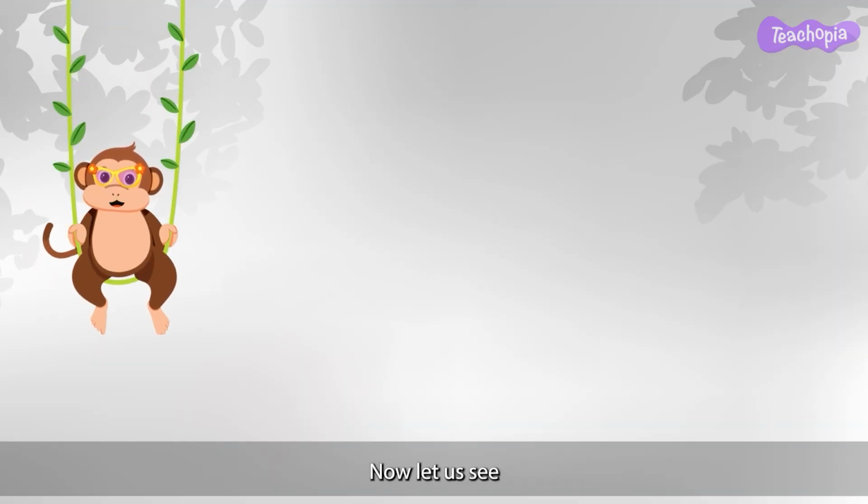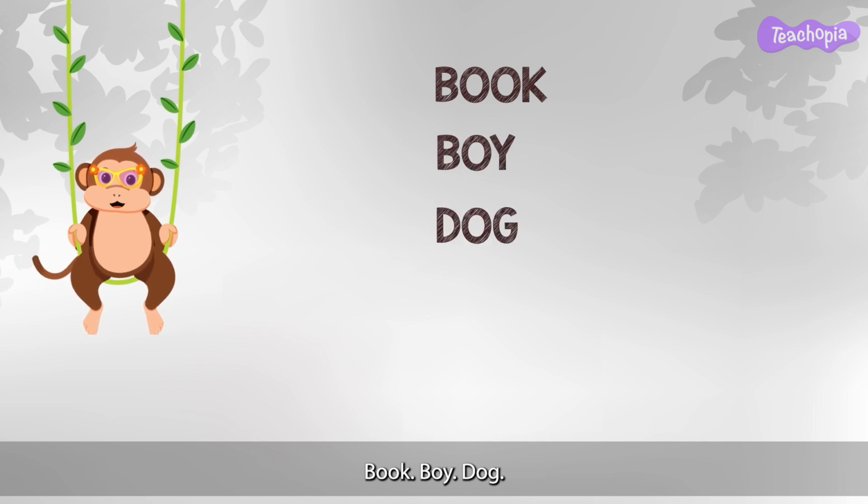Now, let us see how to use nouns in sentences. Remember, a sentence must have a noun and a verb. Here are some examples of nouns: book, boy, dog.